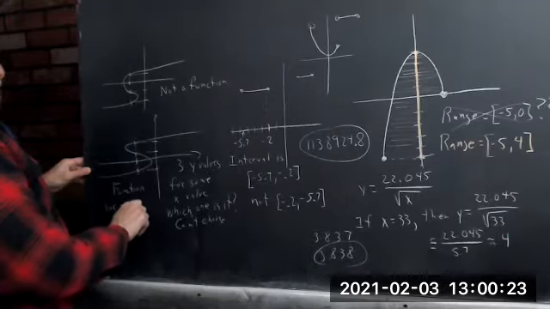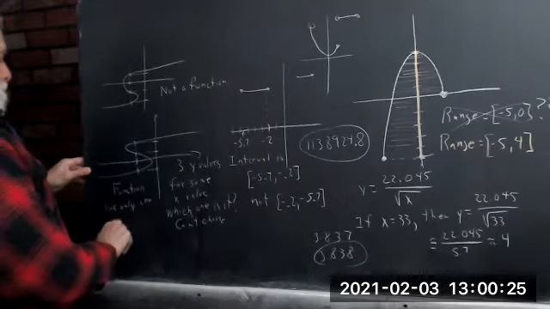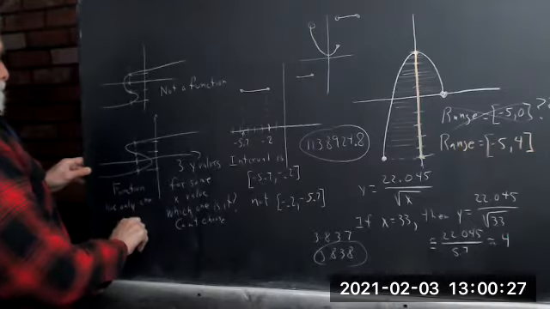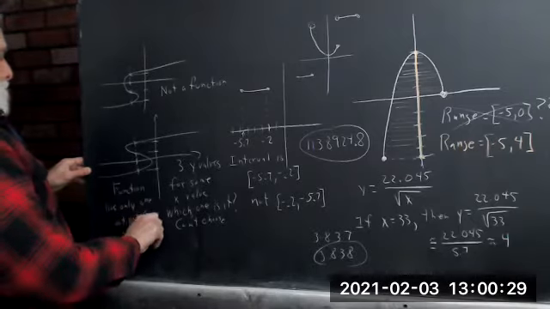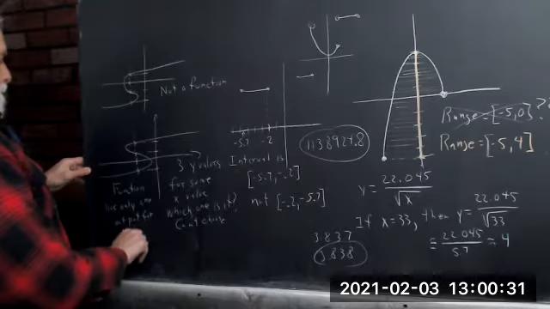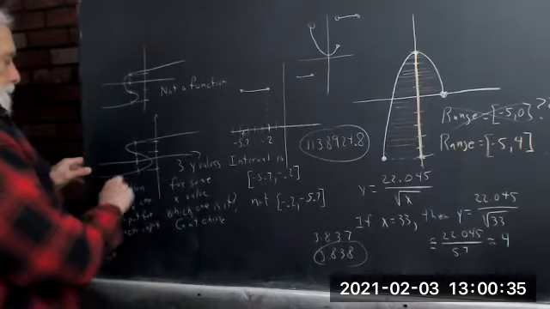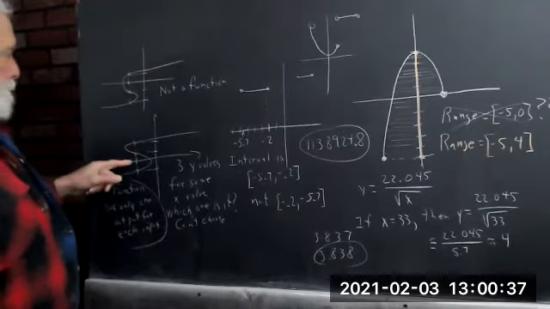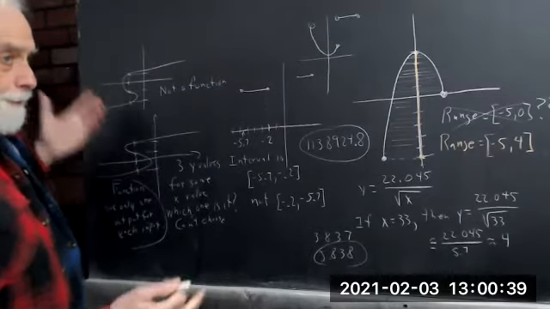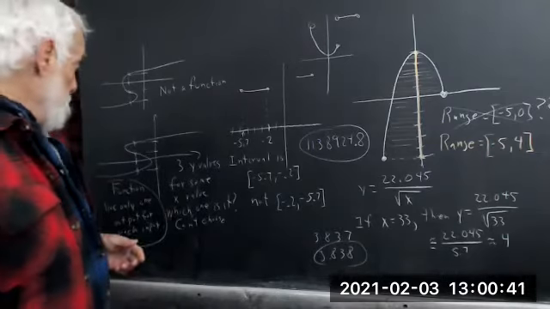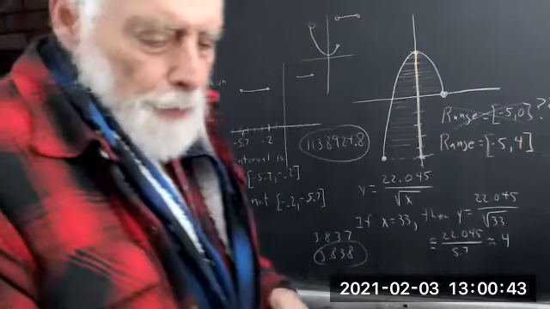Let's put it this way. A function has only one output for each input. If this is your input, you've got 3 outputs. It's not a function. Okay? So I want to be clear on that.